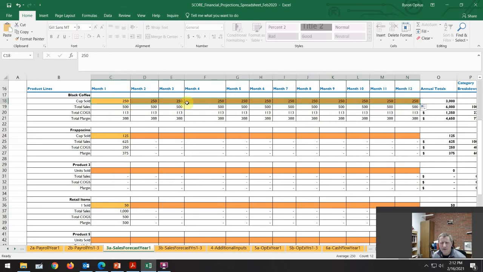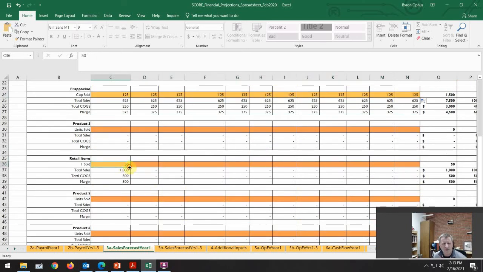If I think my sales are going to be fairly consistent, I might say that in the summer, June, July, August, this might go down a little bit because it's hot and people aren't buying quite so many coffees, right? My Frappuccinos probably don't change too much because people get addicted to those, but if I've got some other things too, cold fraps or whatever, might not be so bad. And my retail items, same thing. Throughout the year, those are probably going to stay pretty consistent, so I can drag that.